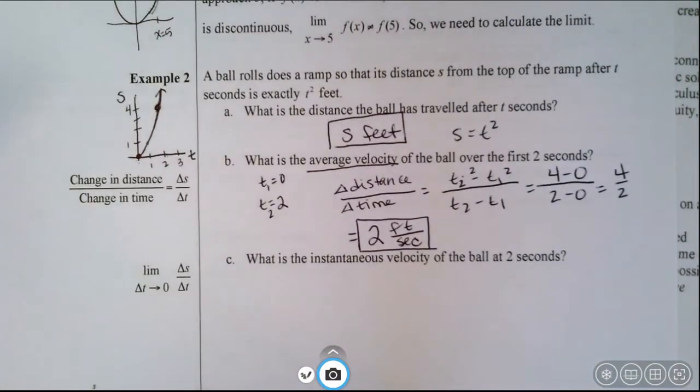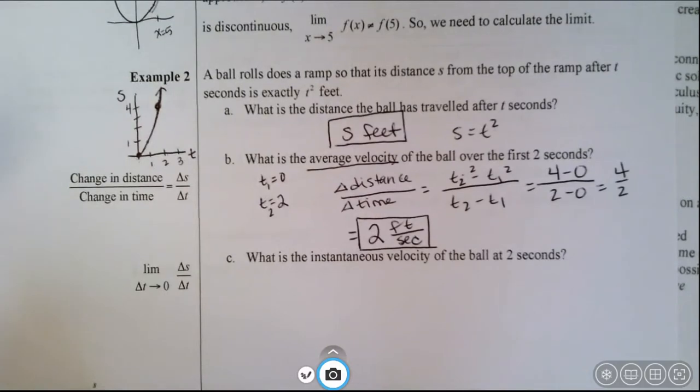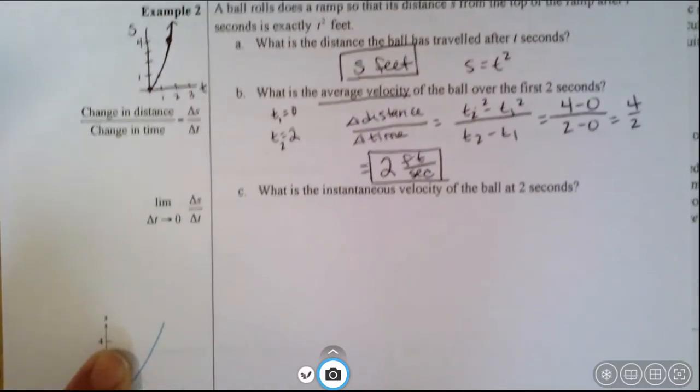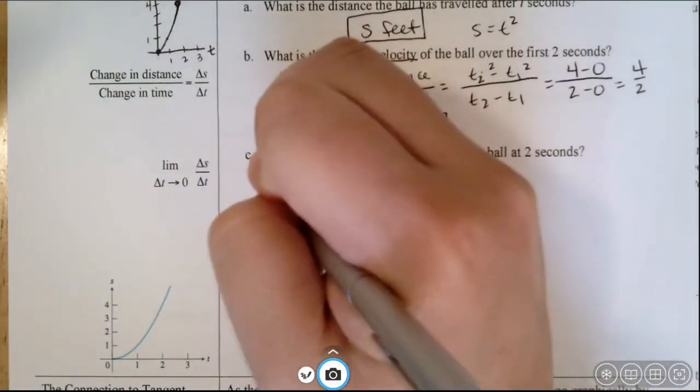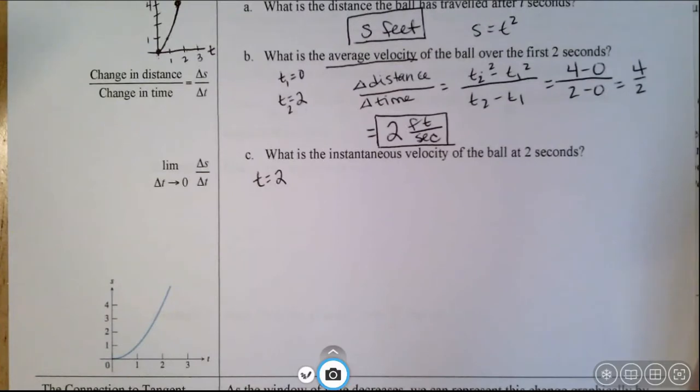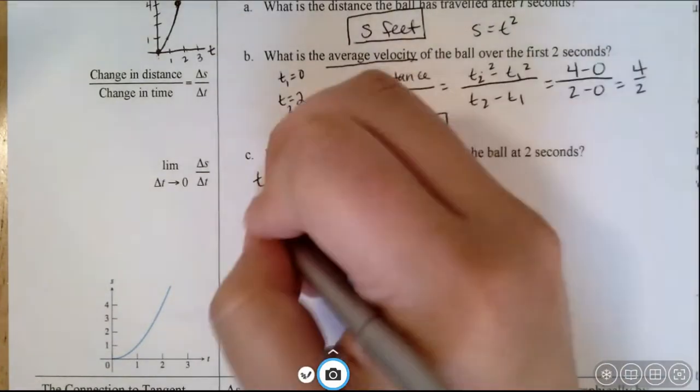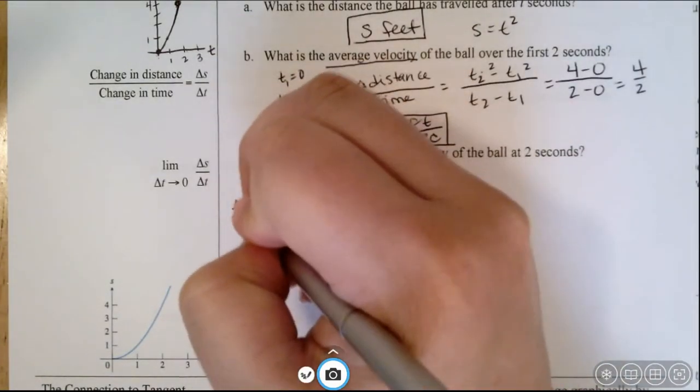So then we want to find, okay, that's our average velocity. What is the instantaneous velocity of the ball at 2 seconds? Okay, so now we're looking at just t equals 2. Well, at t equals 2, my change in time would be 0.